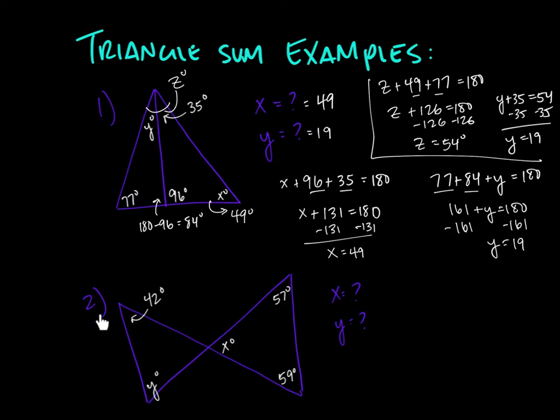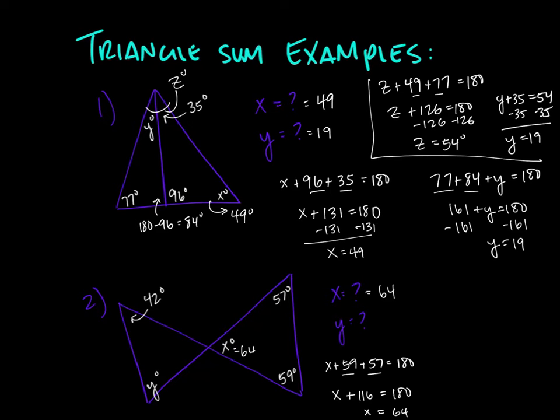So let's come down here to example 2. Example 2, again, we see a couple of triangles, and we see an x here and a y here. Let's start out by finding x. So I'm going to look at this triangle, and I know x plus 59 plus 57 needs to equal 180. Again, combine my like terms. That would be x plus 116 equals 180. And if I subtract the 116 from both sides, that would tell me that x is equal to 64.